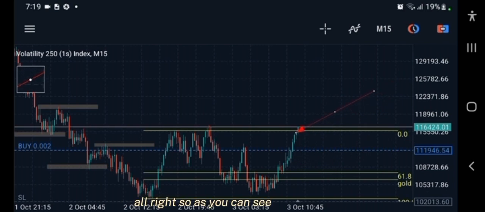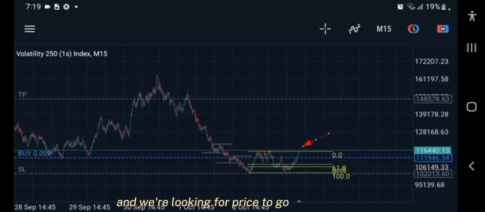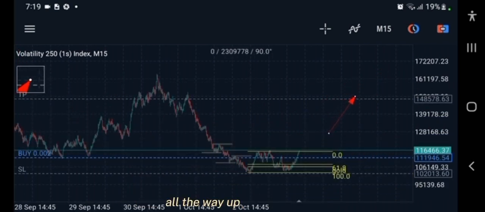Alright, so as you can see, price just hit first take profit. As you can see, we have equal lows over here, a triple top. So price just took out the triple top, and we're looking for price to go all the way up, as you can see here.